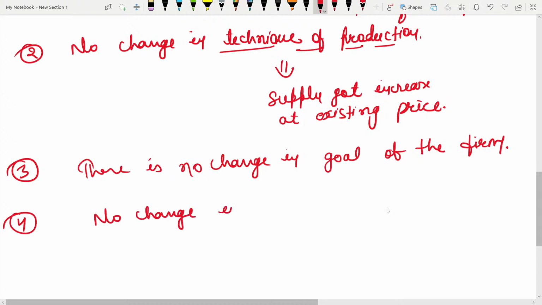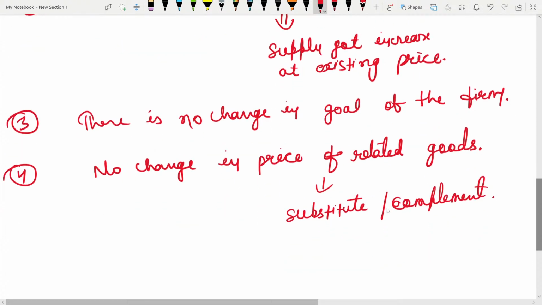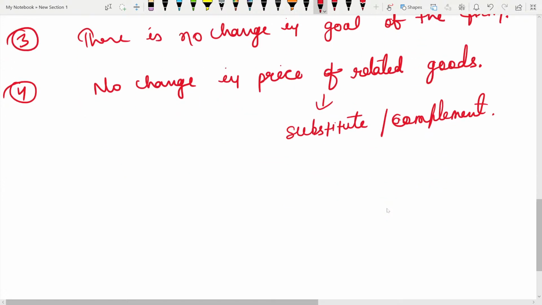Now, the fourth assumption: there is no change in the price of related goods. If the price of related goods, that means the price of substitute goods and the price of complementary goods, changes, then this can violate the assumptions of the law of supply. So there should be no change in the price of related goods. The price of related goods remains fixed.